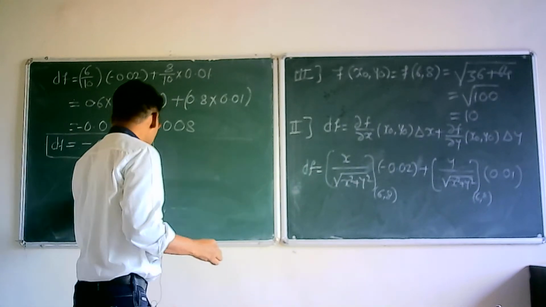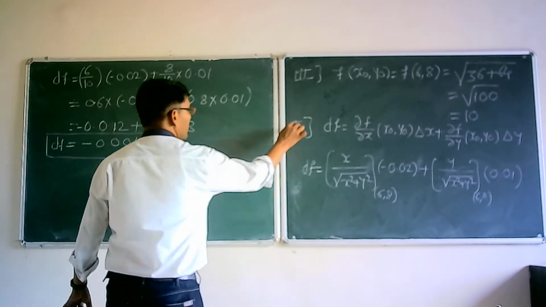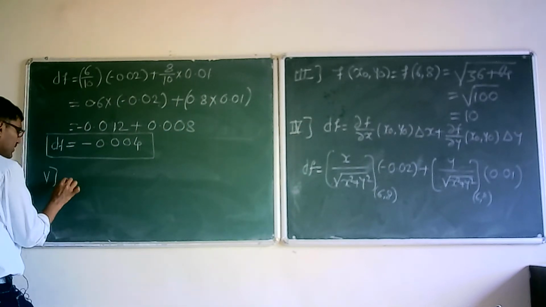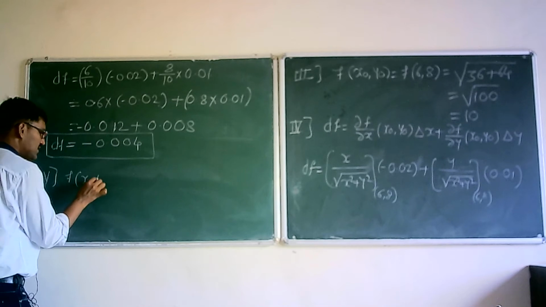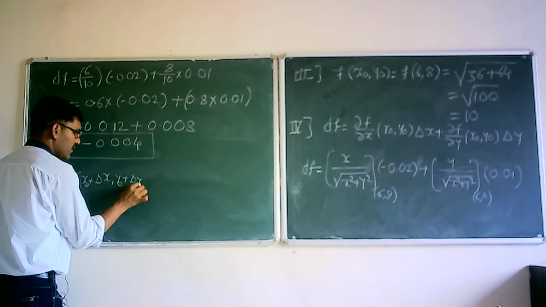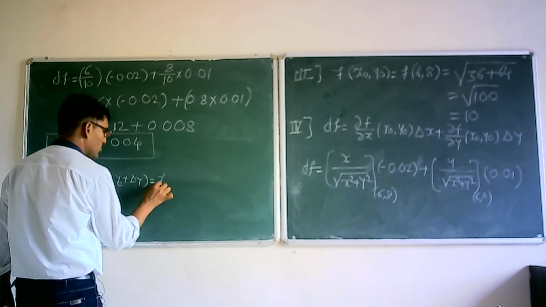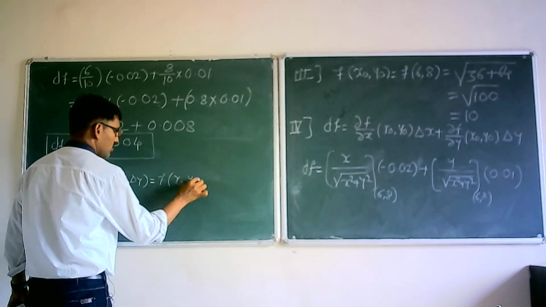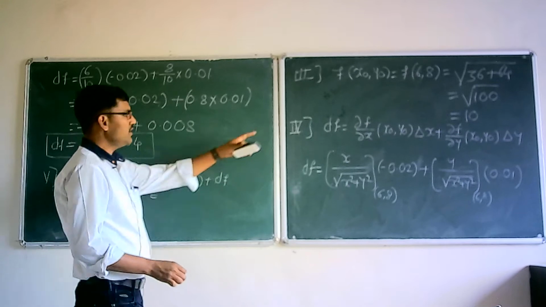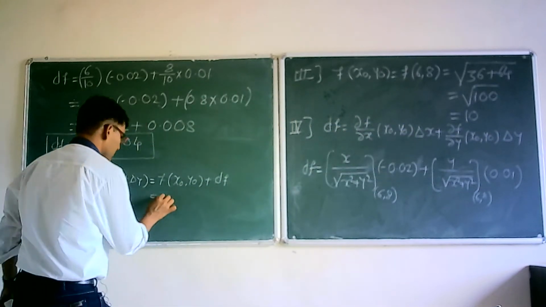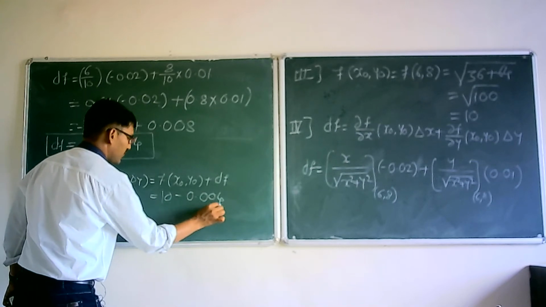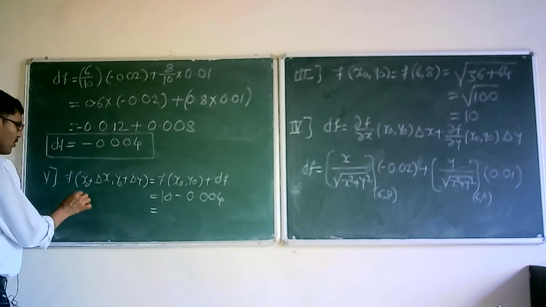Now, what is the last step? This is step number 4, so step number 5 will be the last answer, that is f of x0 plus delta x, y0 plus delta y, is equal to f of x0, y0 plus df. So by using step number 3, f of x0, y0 is 10, and by using step number 4, df is minus 0.004.